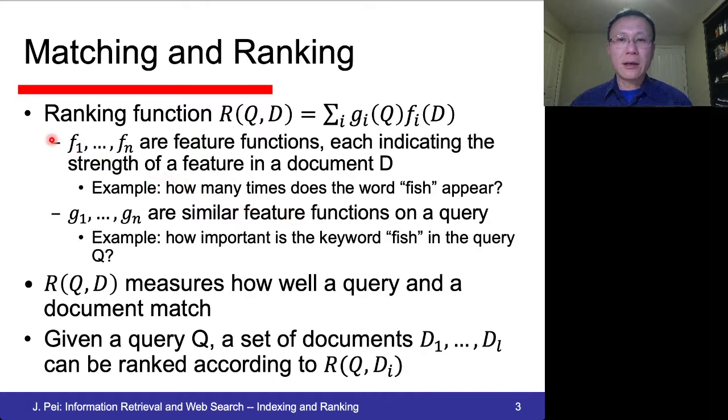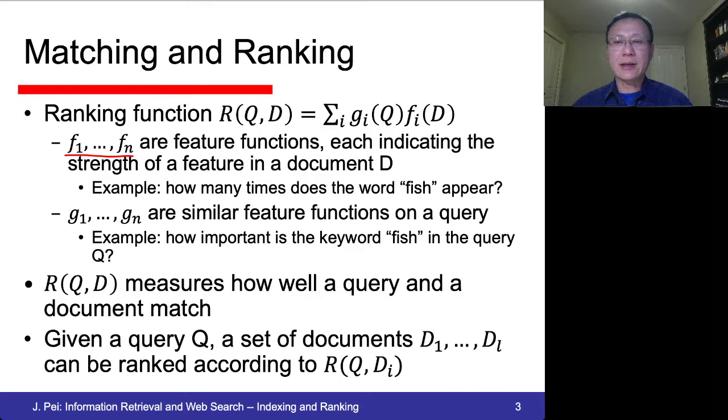Mathematically, a ranking function which matches the relevance between a query Q and a document D can be written in this form. It can be the summation of a set of features fi and gi, and we apply the functions fi and gi on a document D and the query Q. Here, f1 to fn are a set of feature functions. Each feature fi indicates the strength of a feature in the document D.